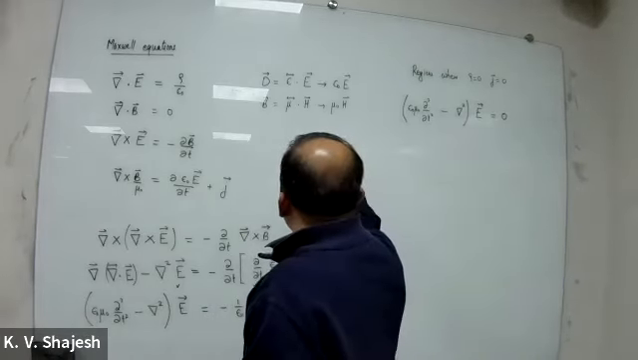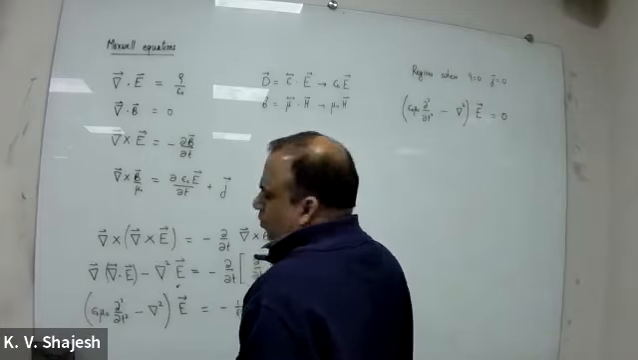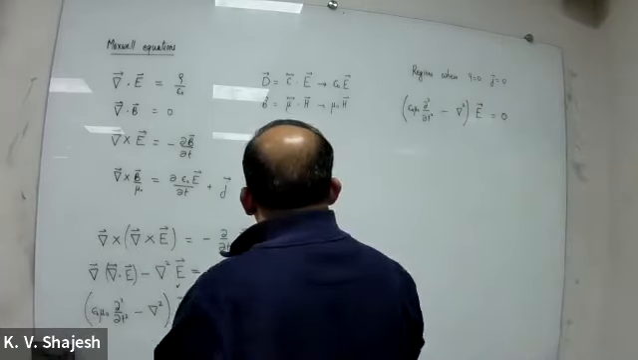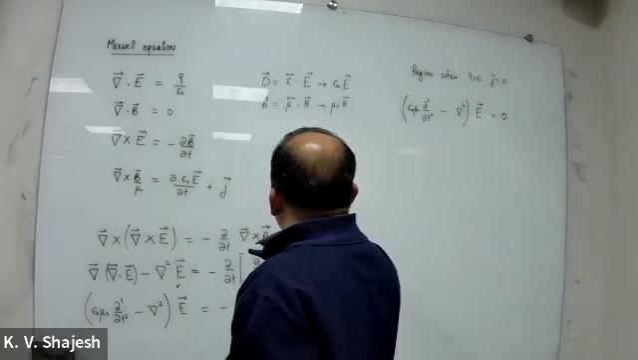1 over c squared, very good. And how much is c equal to? 3 times 10 to the 8 meters per second. 3 times 10 raised to 8, so that's 2 single digits.